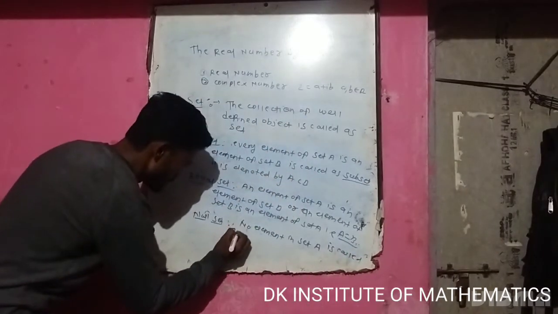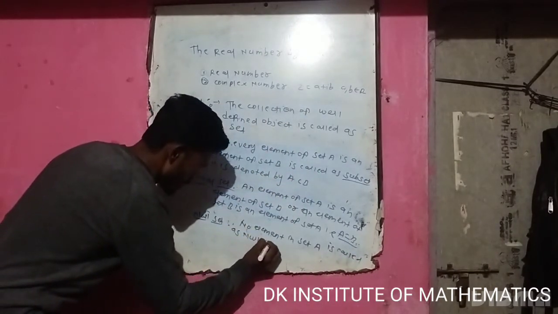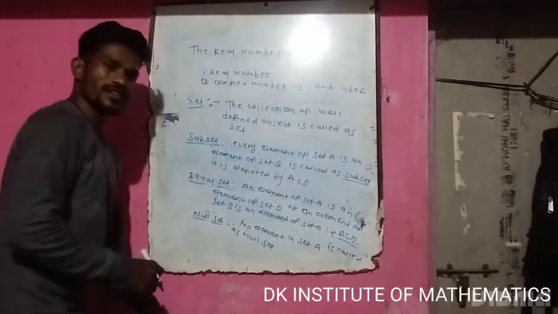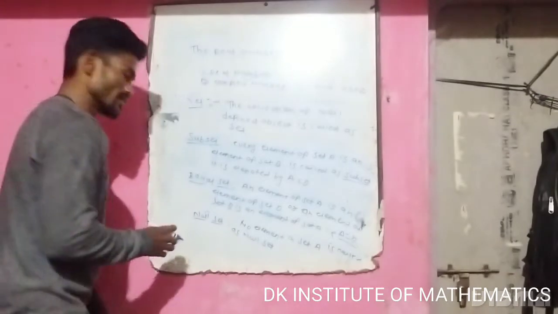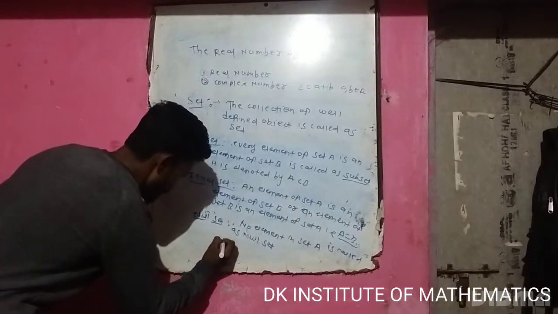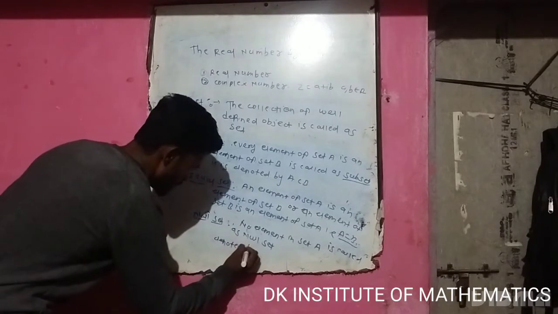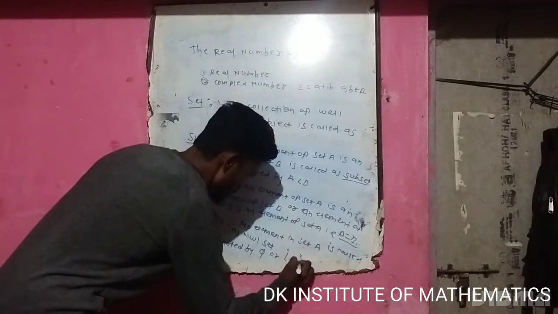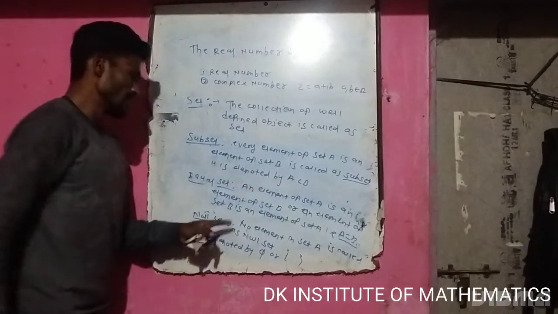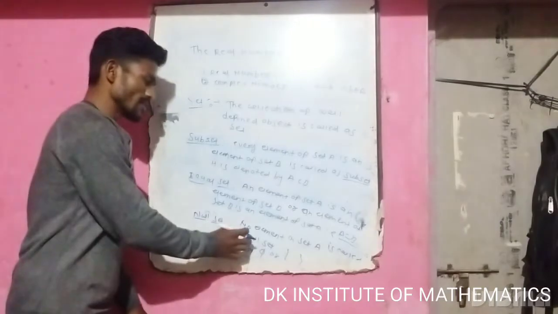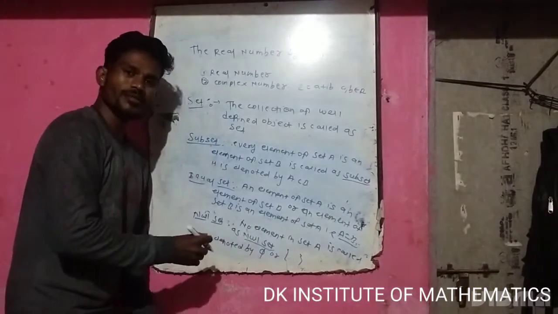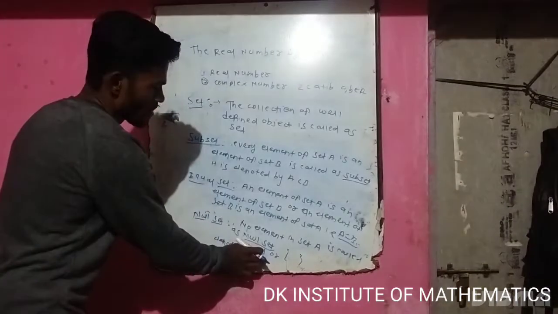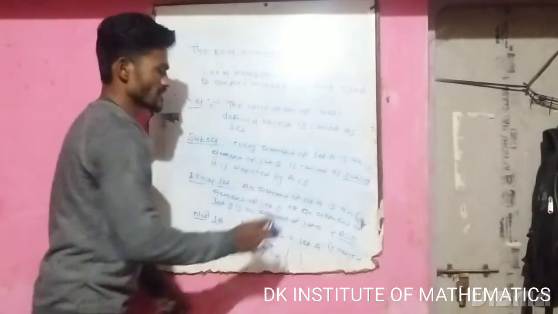No element in set A is called a null set. The null set, the empty set, is generally denoted by phi, or by curly brackets like this. If a set has no element, it is called a null set, denoted by phi or curly brackets.